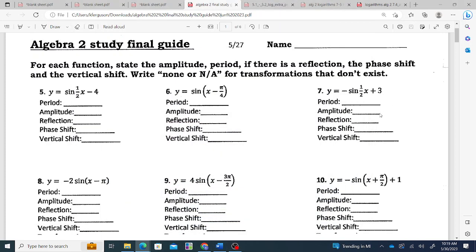Okay, so first things first, you're given an equation or a function, however you want to call it, and you need to be able to pull out the amplitude, period, if there's a reflection, phase shift, and vertical shift. So let's break down each piece of a function or equation, how that looks.